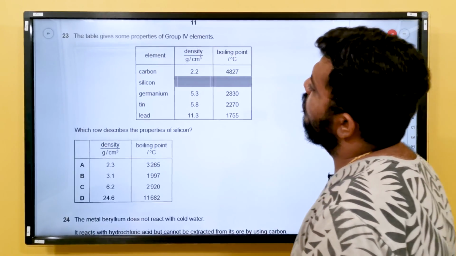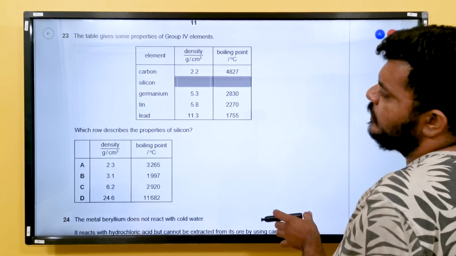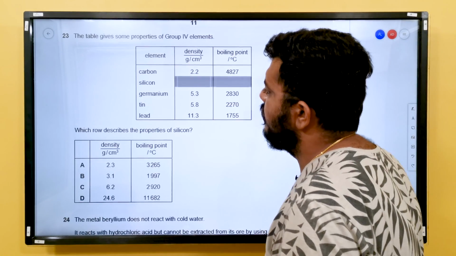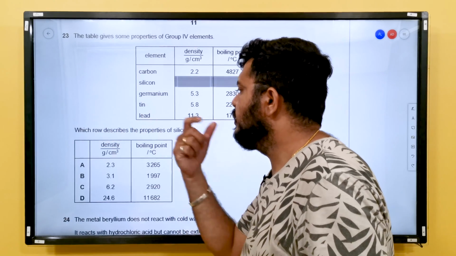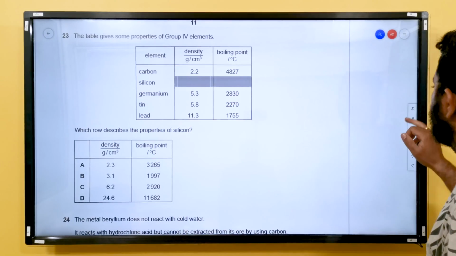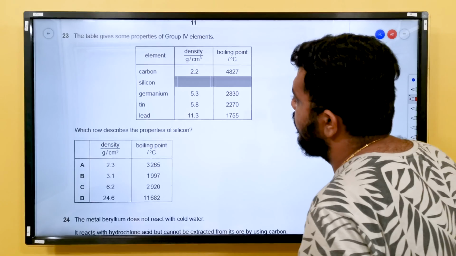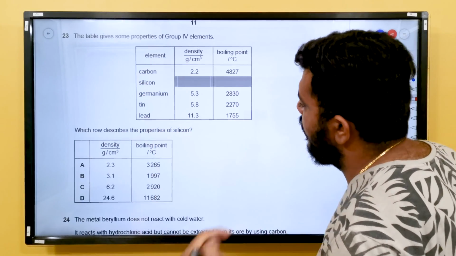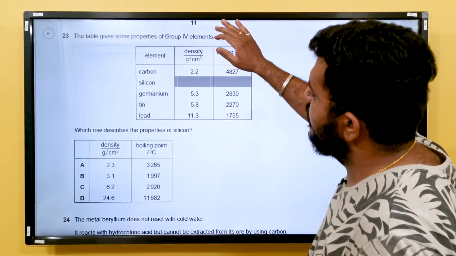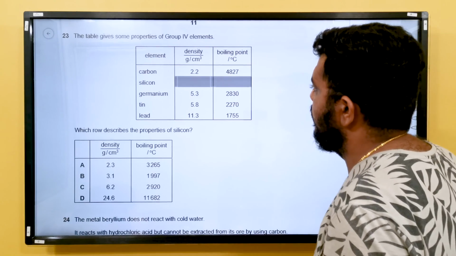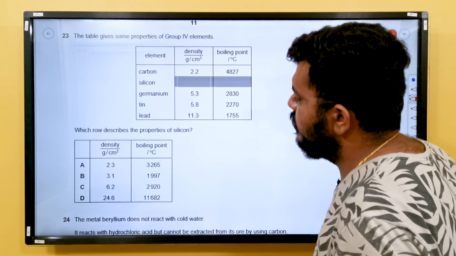The table gives some properties of group 4 elements. Okay. We're going to see a trend here. Which row describes properties of silicon? Okay, let's see. Carbon, silicon, germanium, tin and lead. What is happening to density? Density goes on increasing. Boiling point goes on decreasing.